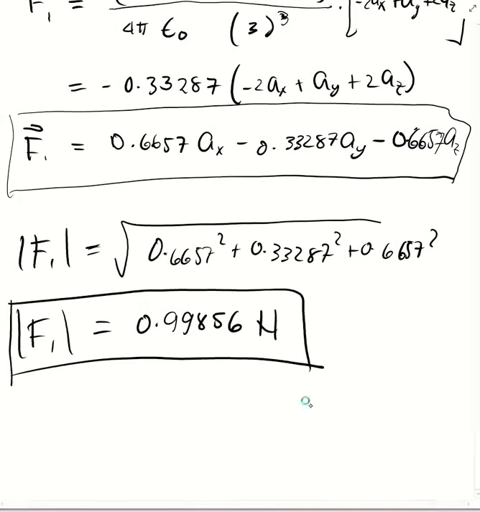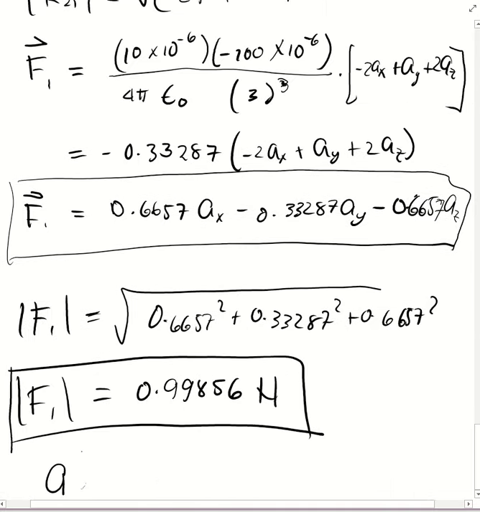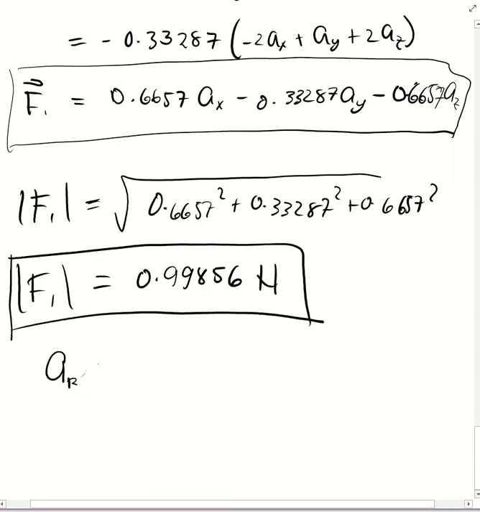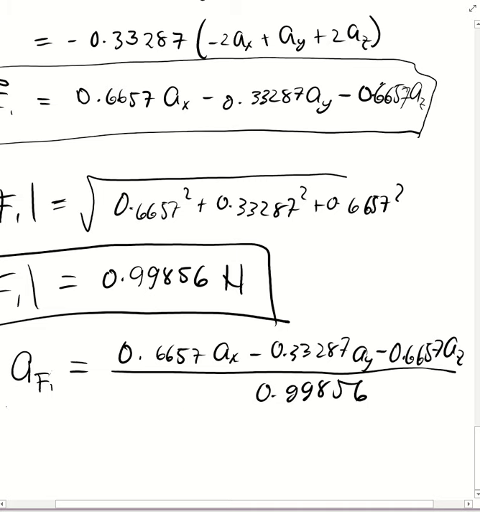And if you want to determine the direction or the unit vector of this one, aF1, the direction of this, aF1 should be equal to the vector 0.6657 ax minus 0.33287 ay minus 0.6657 az, and you divide this one with 0.99856.